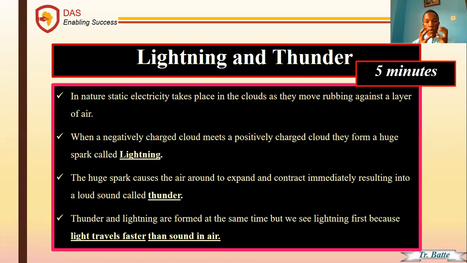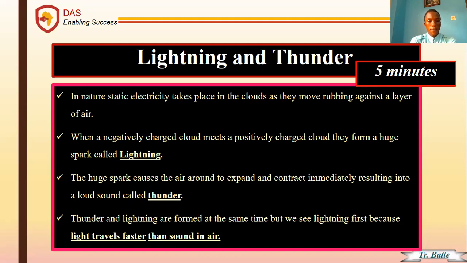So remember, two things happen. First, the positively charged and the negatively charged clouds meet. They collide and they produce a spark, which is called lightning. Now that heat, that spark, causes the air around those two clouds to expand and contract, thereafter producing a loud sound which is called thunder. Therefore, you should know that lightning is the light and the thunder is the sound. These two things are different. They are not the same.